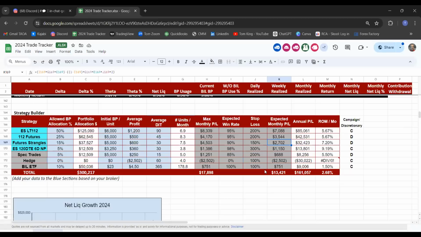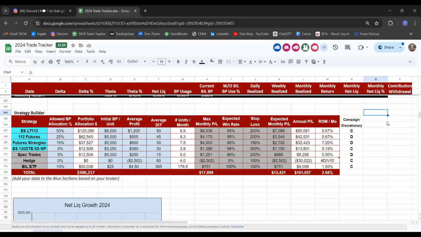I think there's more risk in Strangles. They have a lower win rate than a 112 does. A 112 has doggone near 100% win rate, or very, very high, upper 90s win rate. Strangles are 88 to 90% win rate. I also know that if I lose one strangle, it does take out about 3 other potential trades.